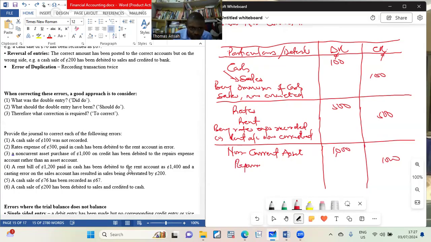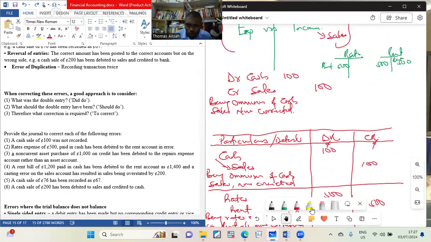A rent bill, 1,002, paid in cash was debited to the rent account correctly, but here they did 1,004. But how much should they have recorded? 1,002. All right. So here we have our rent. So repeat their mistake. The rent, they debited 1,004, which should be 1,002. So all we need to do is to take 200. That's all. So you are going to credit this account with 200. But normally, we should have a corresponding entry, which would have been the suspense.